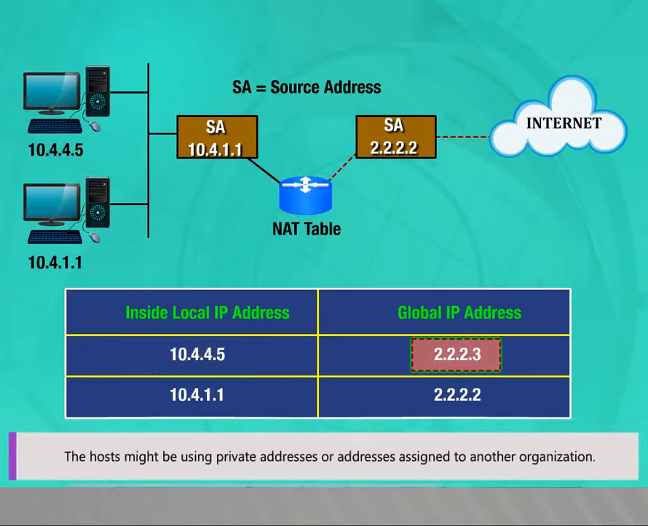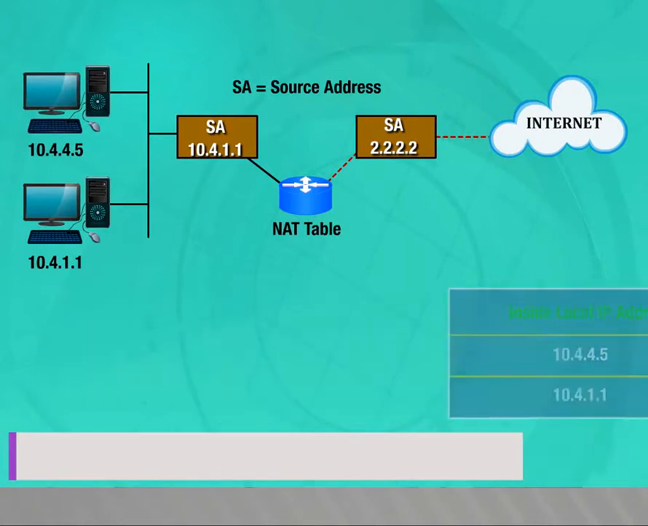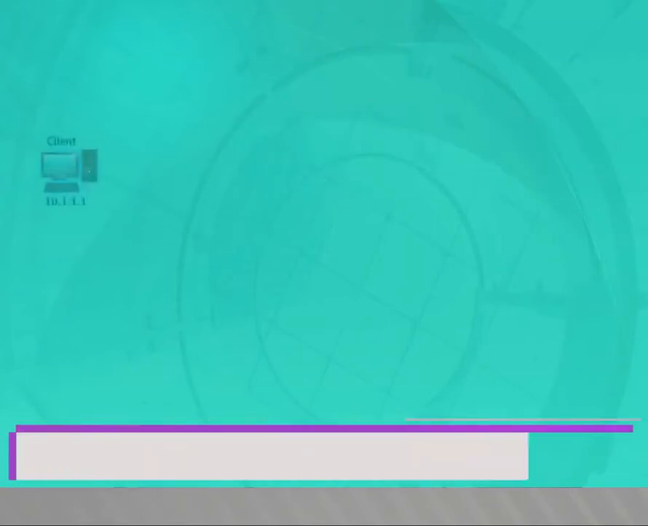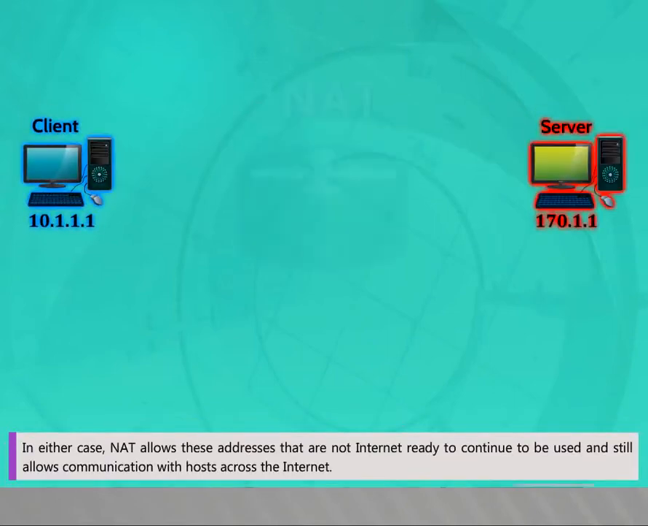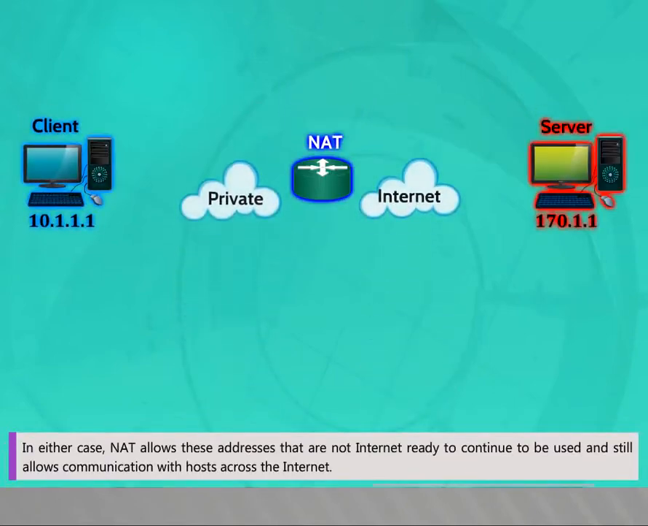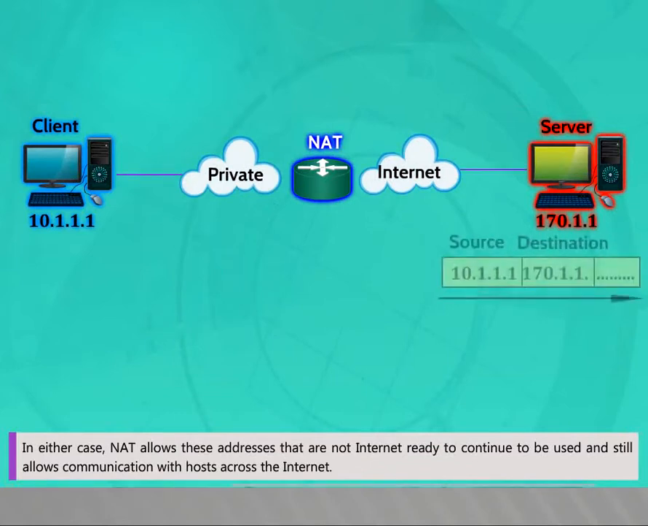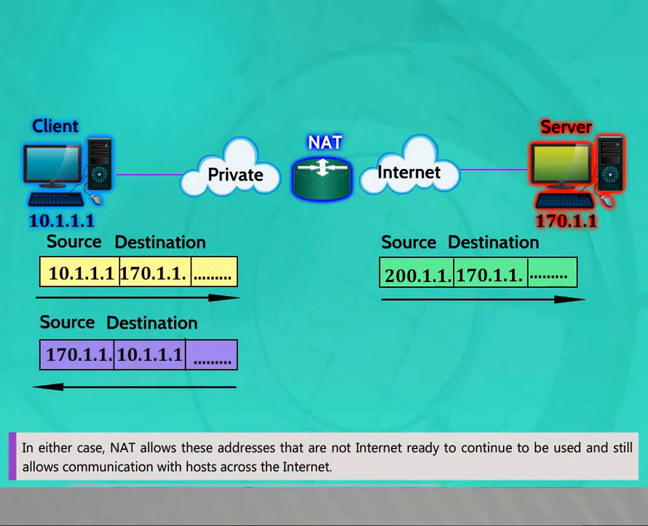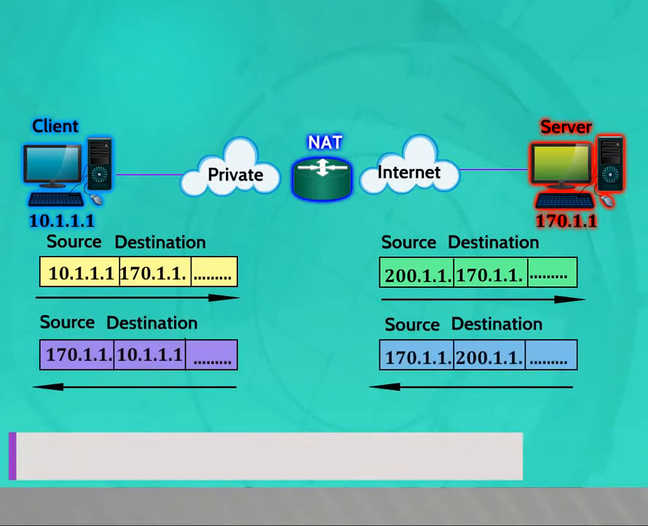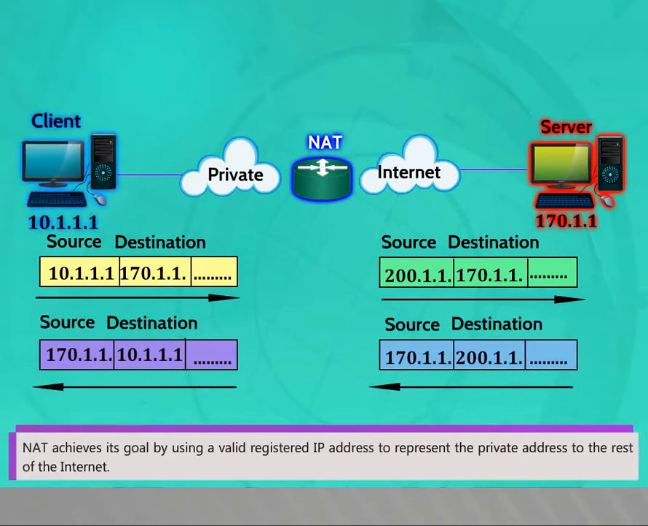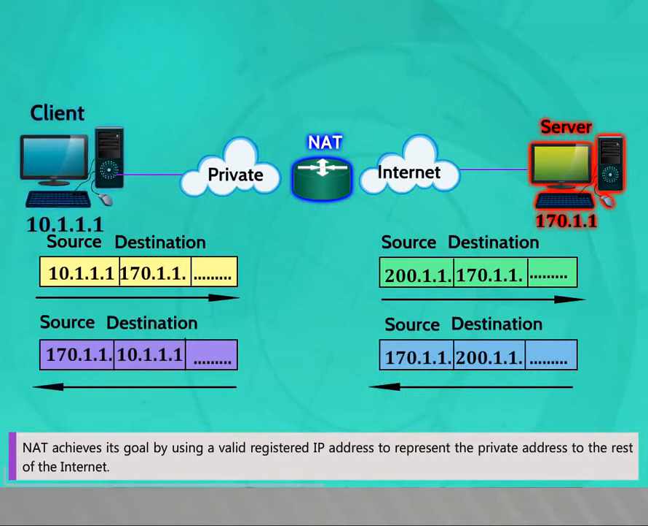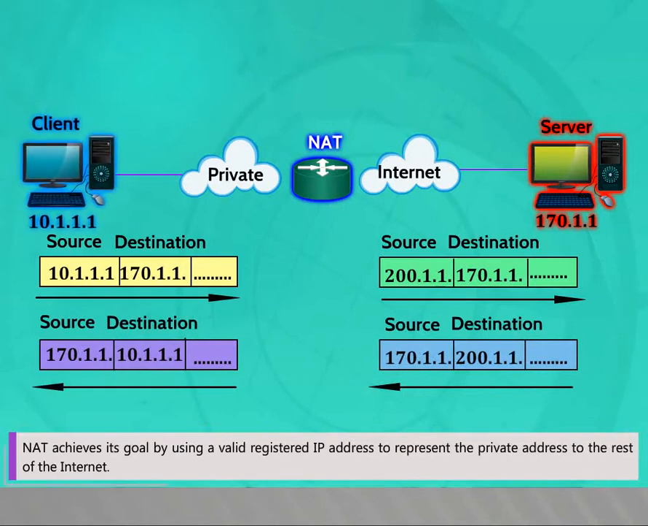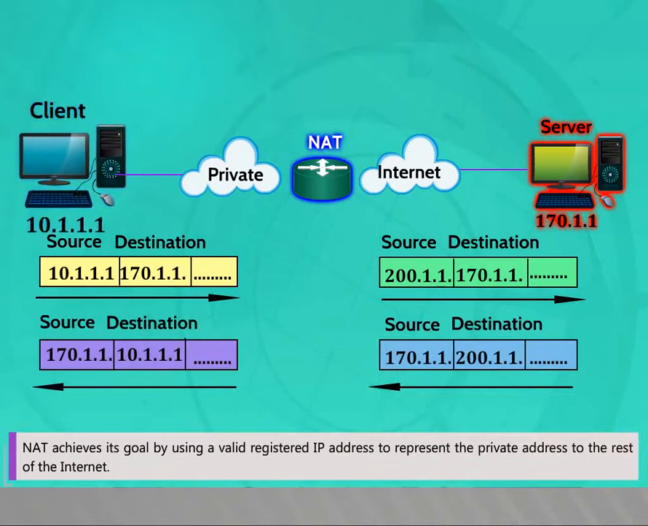The host might be using private addresses or addresses assigned to another organization. In either case, NAT allows these addresses that are not internet ready to continue to be used and still allows communication with hosts across the internet. NAT achieves its goal by using a valid registered IP address to represent the private address to the rest of the internet.